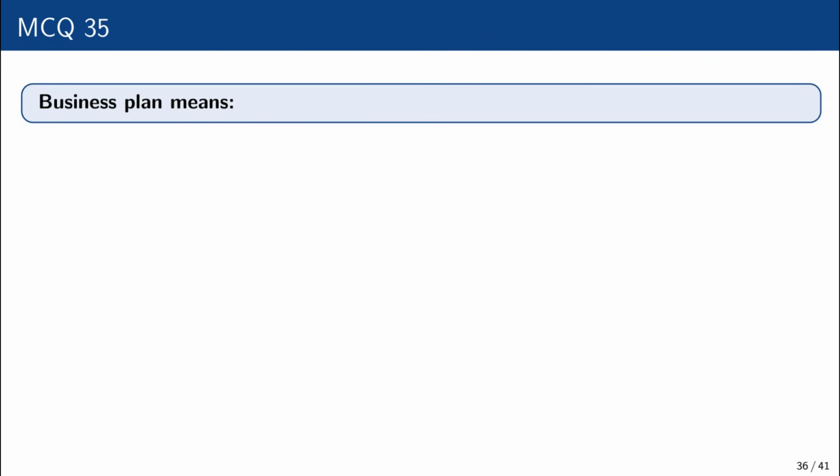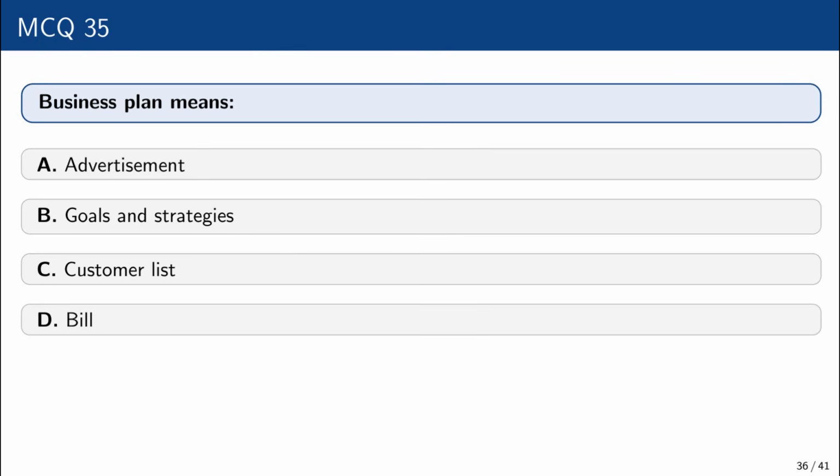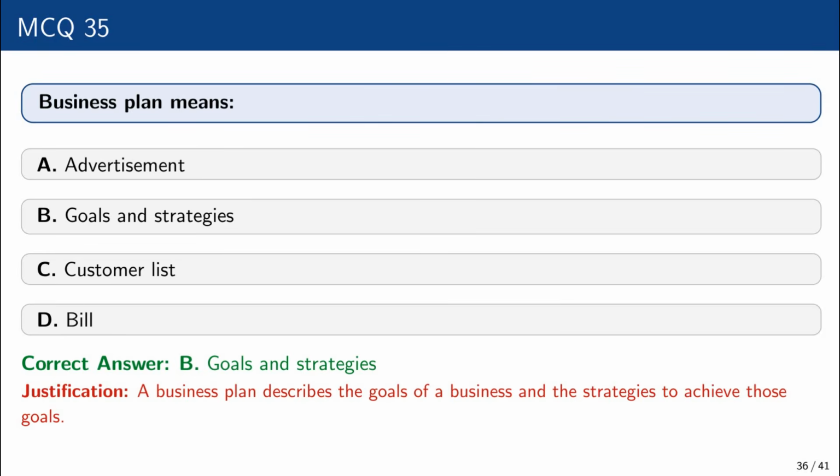Question number 35. Business plan means advertisement, goals and strategies, customer list, bill. The correct option is goals and strategies. A business plan describes the goal of a business and the strategies to achieve those goals.